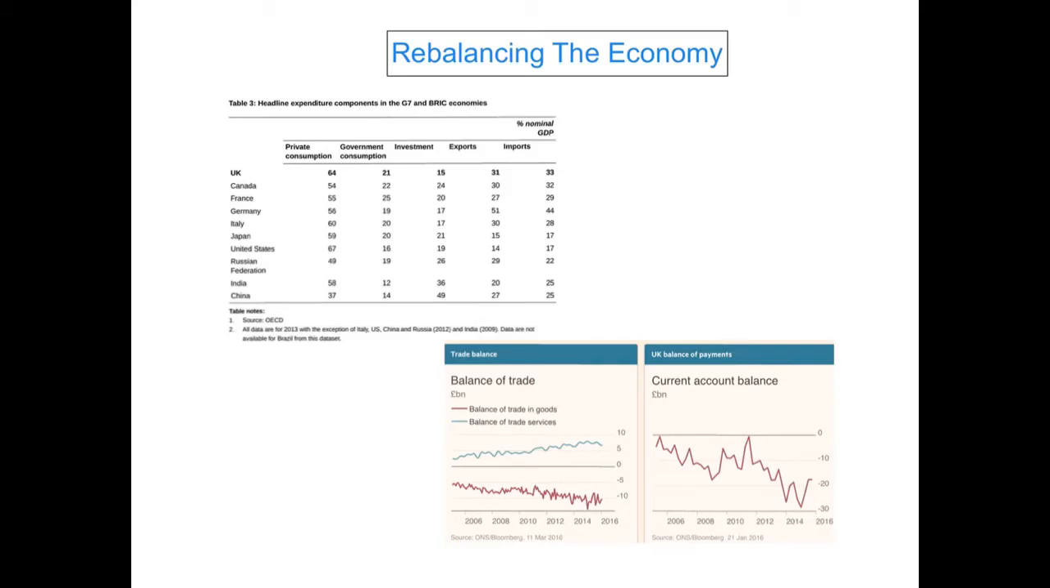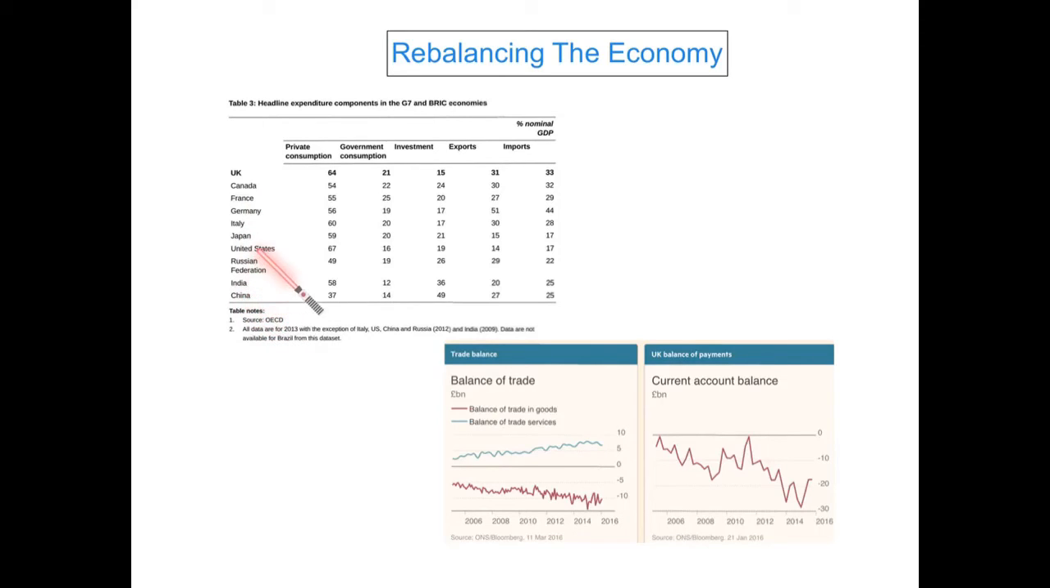Okay, so what's rebalancing the economy all about? Well, if we look here, what we've got on here is the main parts of AD. So we've got consumption, government spending, investment, exports and imports. It's as a percentage of GDP, okay, nominal GDP, so it's not taking into account inflation. And you've got the UK at the top here, and you've got some of the other big economies right through to China.